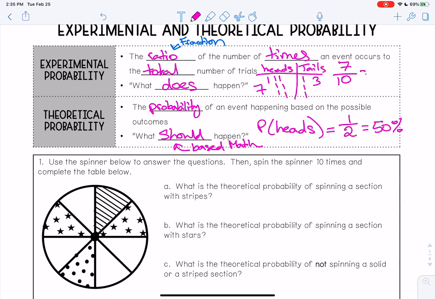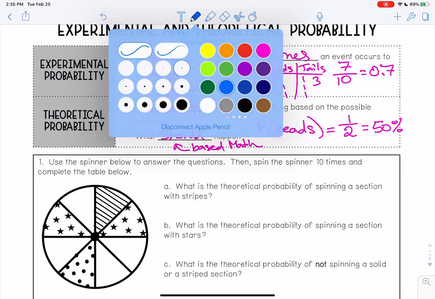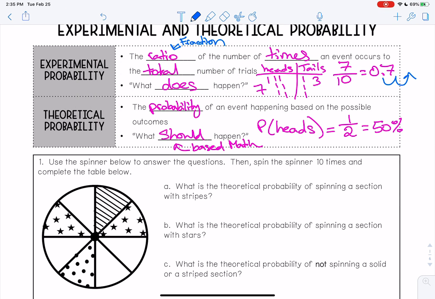You would get 0.7, which, if you remember, that means you move the decimal over 2 places, and you end up with 70%. So notice, even though theoretical probability says I have a 50-50 chance of flipping a quarter and getting heads, when I actually flipped the quarter 10 times, I actually ended up getting heads 70% of the time. So that's the difference between theoretical and experimental.